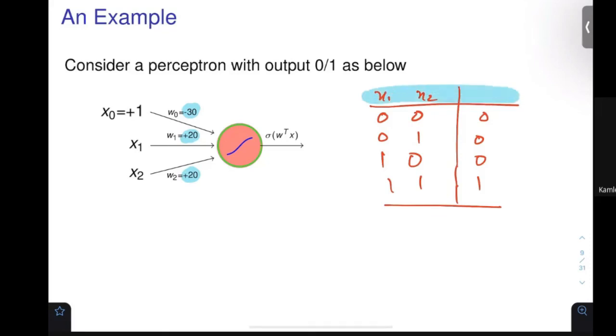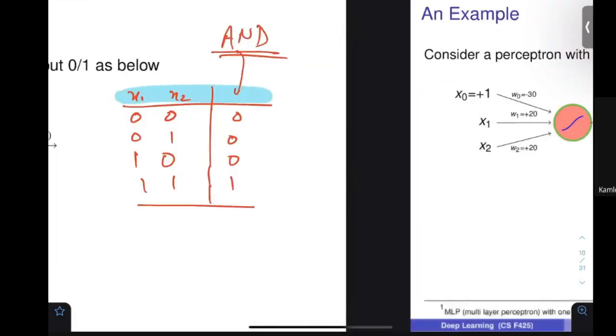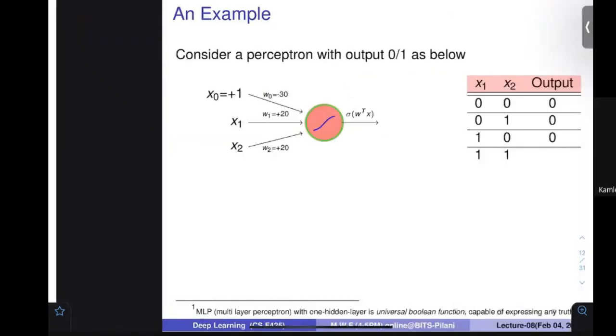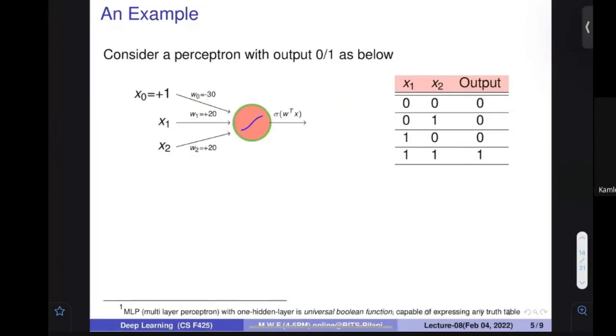Great. Do you recognize this particular table? What is this function? This is AND function. Understand? So I have just shown you a set of weights that can represent an AND function. Whatever the inputs of 0 and 1, the output would be an AND value.